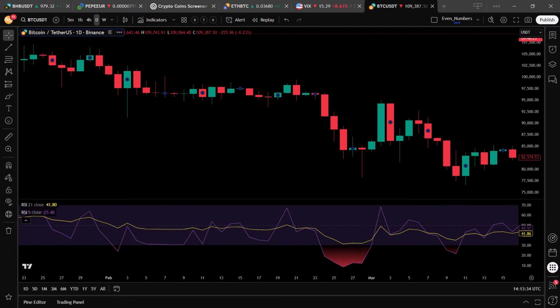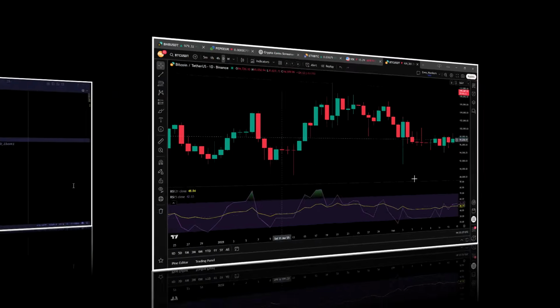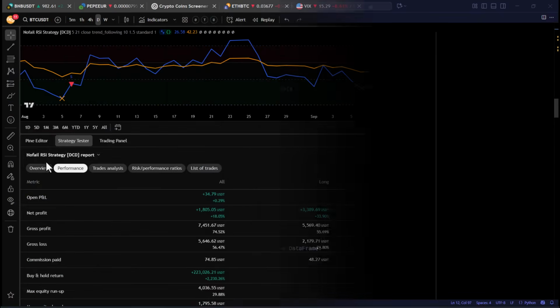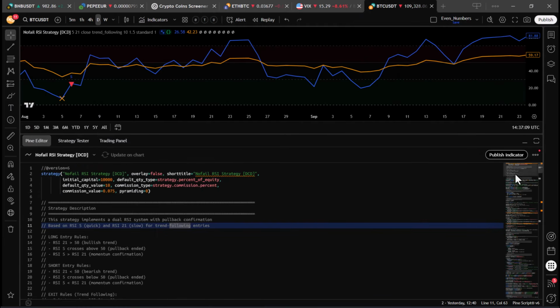And to find out if this strategy is really any good, I created both a Python script for my backtest engine to automatically backtest, and also a TradingView strategy script to visualize this on the charts.